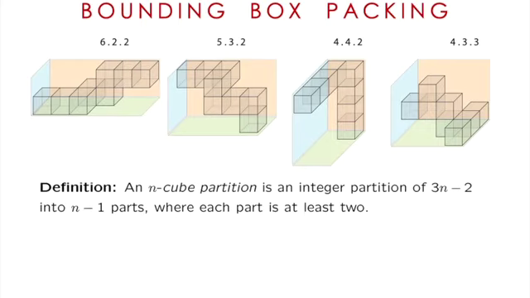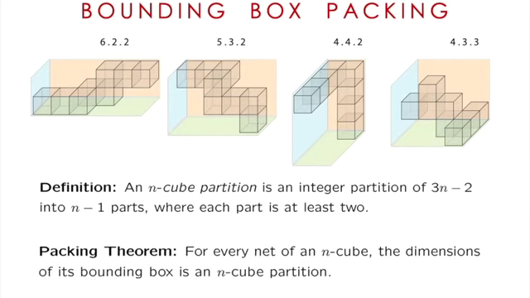And so, for example, if you look at the top, you see that for the 4 cube, 3 times 4 is 12, minus 2 is 10. So I take 10 and I shatter it into 4 minus 1, 3 parts. So I take 10, break it into 3 parts. Each part has to have at least a 2. So 6, 2, 2; 5, 3, 2; 4, 4, 2; and 4, 3, 3 are the only ways you can shatter that. And you see that your unfolding fits into one of these 4 boxes. So we see this theorem: for every net of an n cube, the dimensions of a bounding box is an n cube partition.